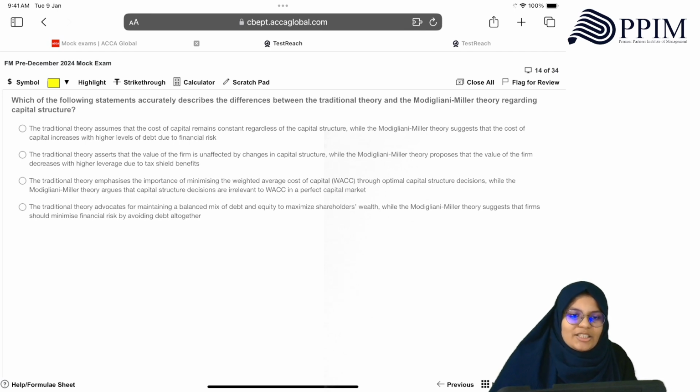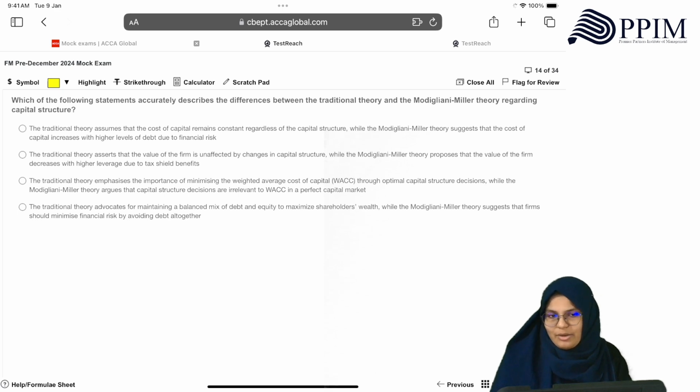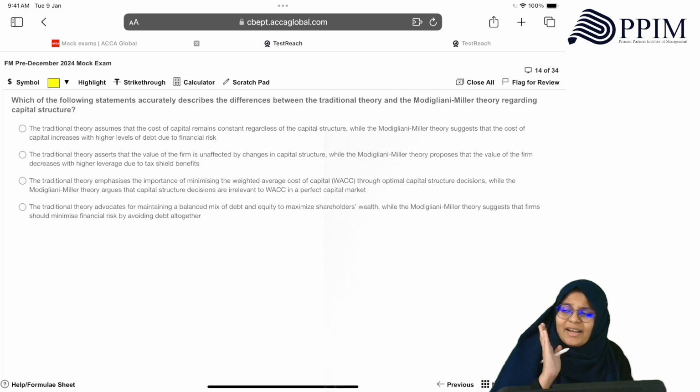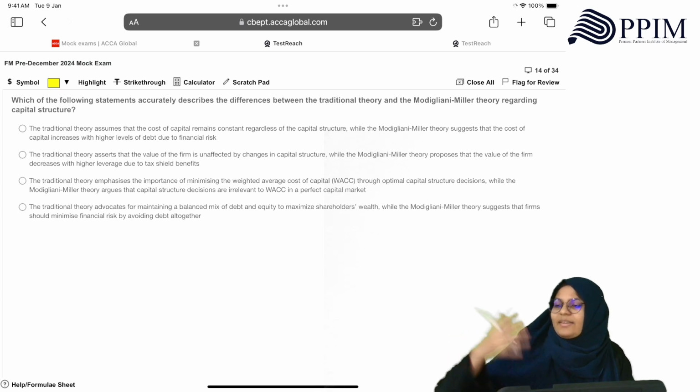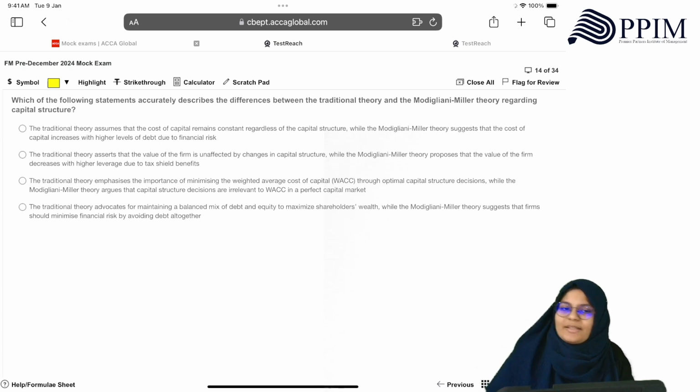So first one is saying traditional theory assumes that the cost of capital remains constant regardless of the capital structure, while Modigliani and Miller suggest that the cost of capital increases with higher levels of debt due to financial risk. Now, even before I read the Modigliani and Miller story, they are saying traditional theory cost of capital or WACC, weighted average cost of capital, it's constant. That's wrong, no? Regardless of capital structure means they are saying whatever the debt percentage is, doesn't matter, it's going to be the same, which is wrong because in traditional theory it was a U shape.